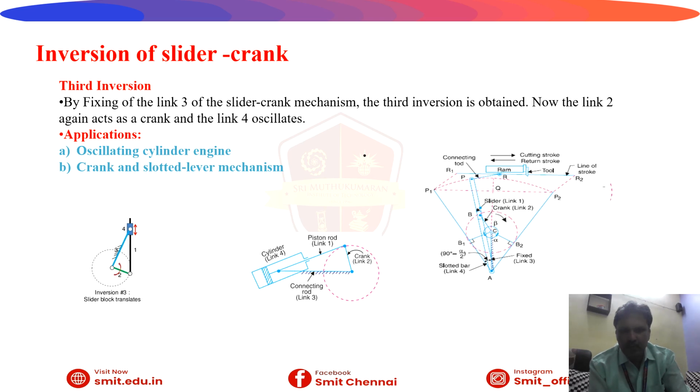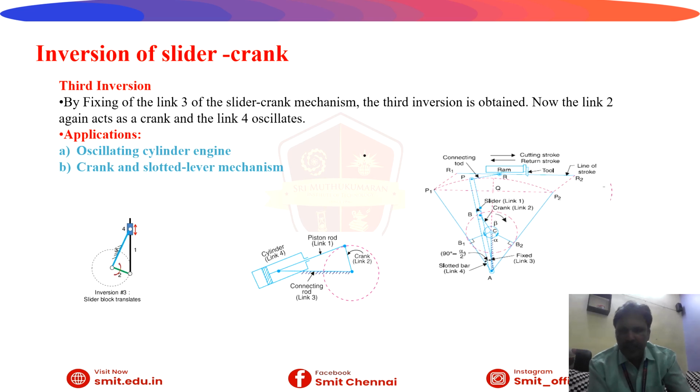the sliding motion also happens. That is, a piston arrangement will move here and there. At the same time, an oscillating motion of the cylinder also takes place. And the right hand side of the picture represents the crank and slotted lever mechanism.